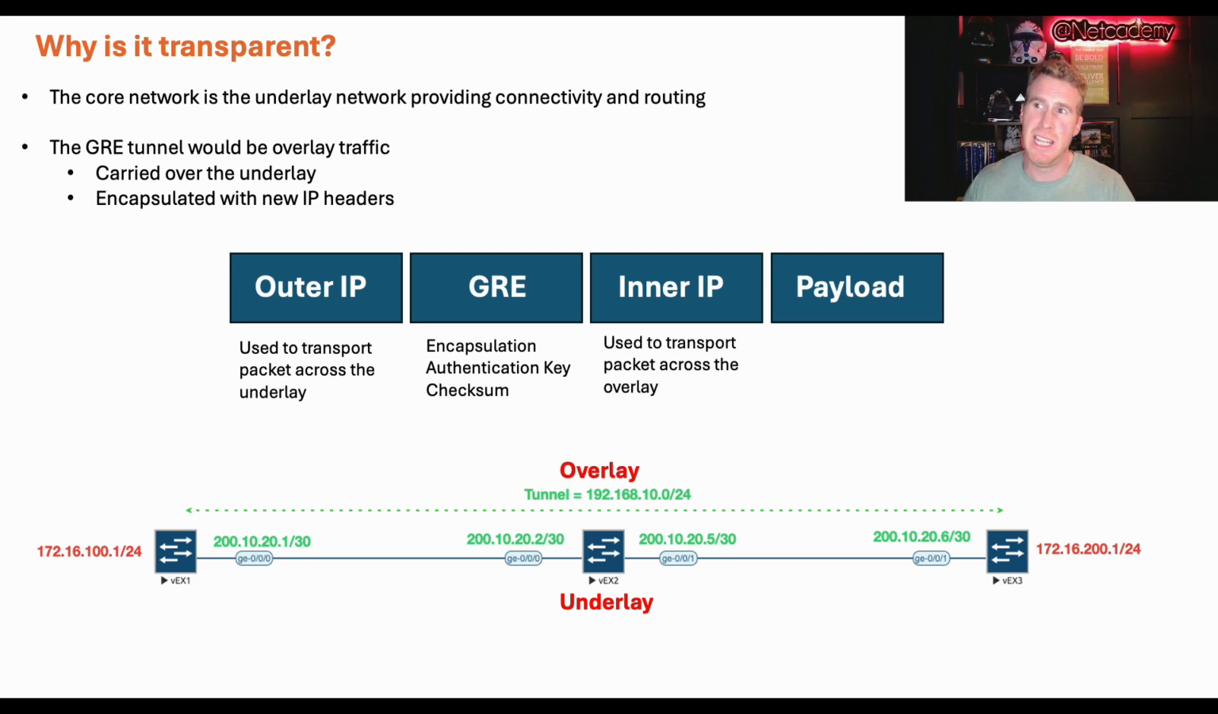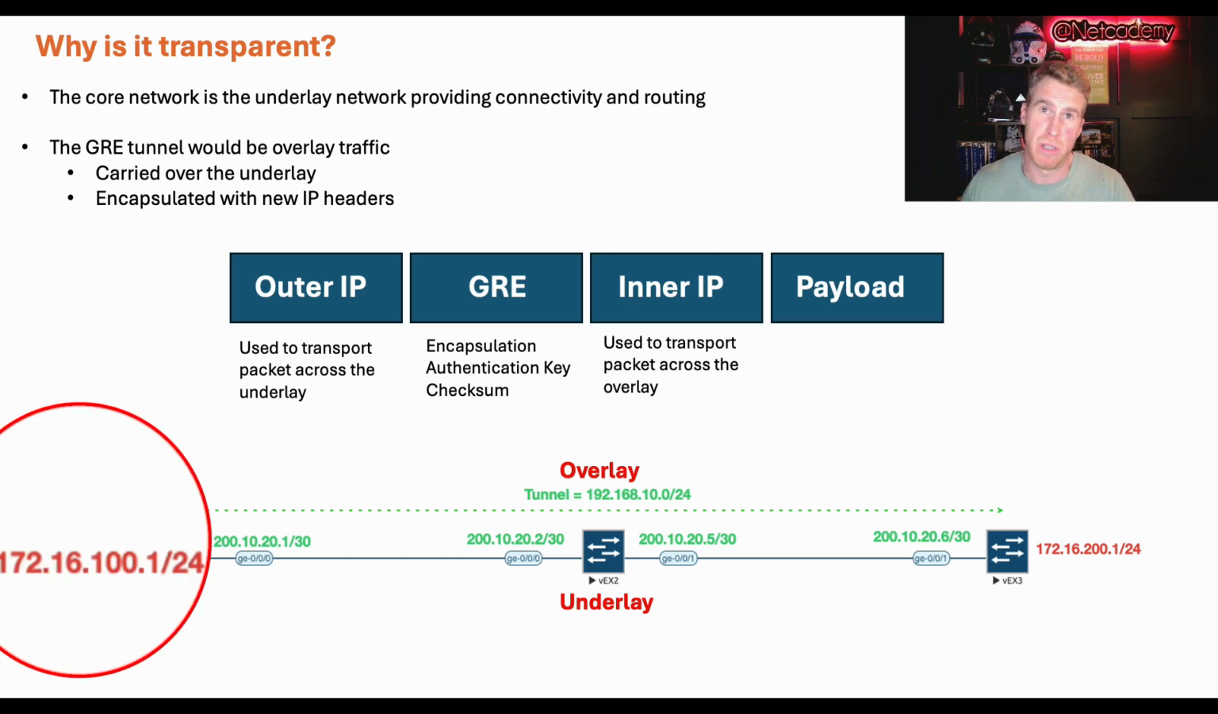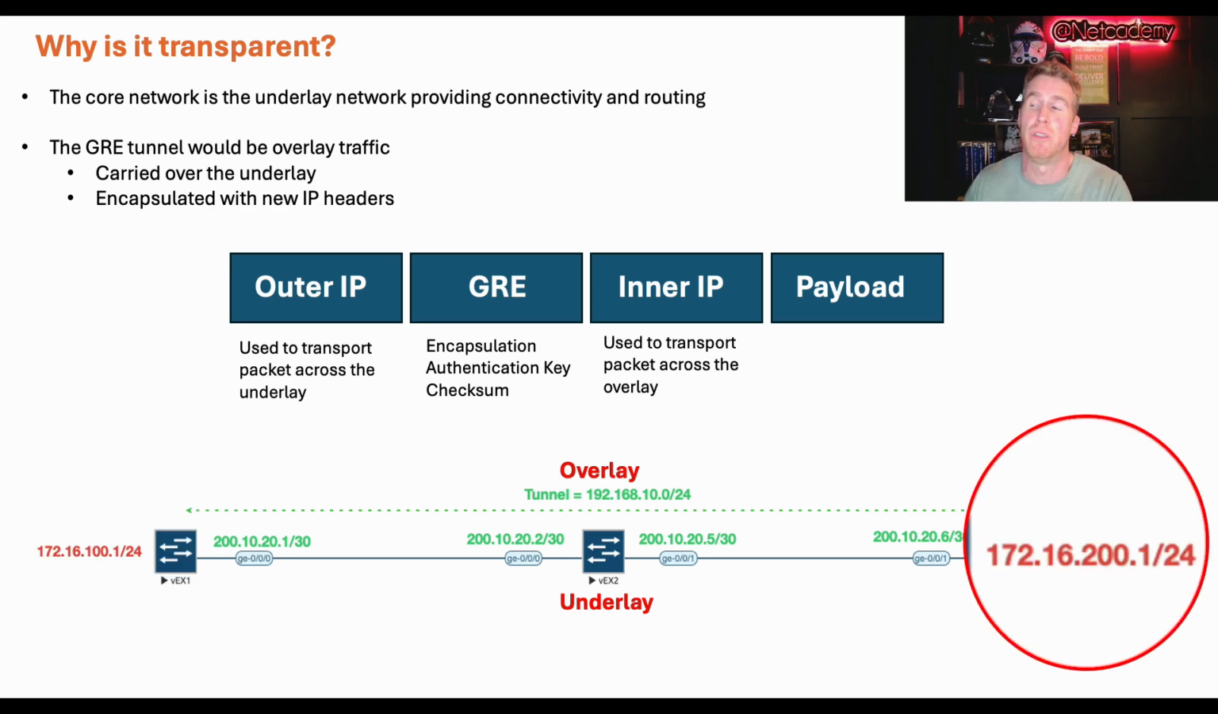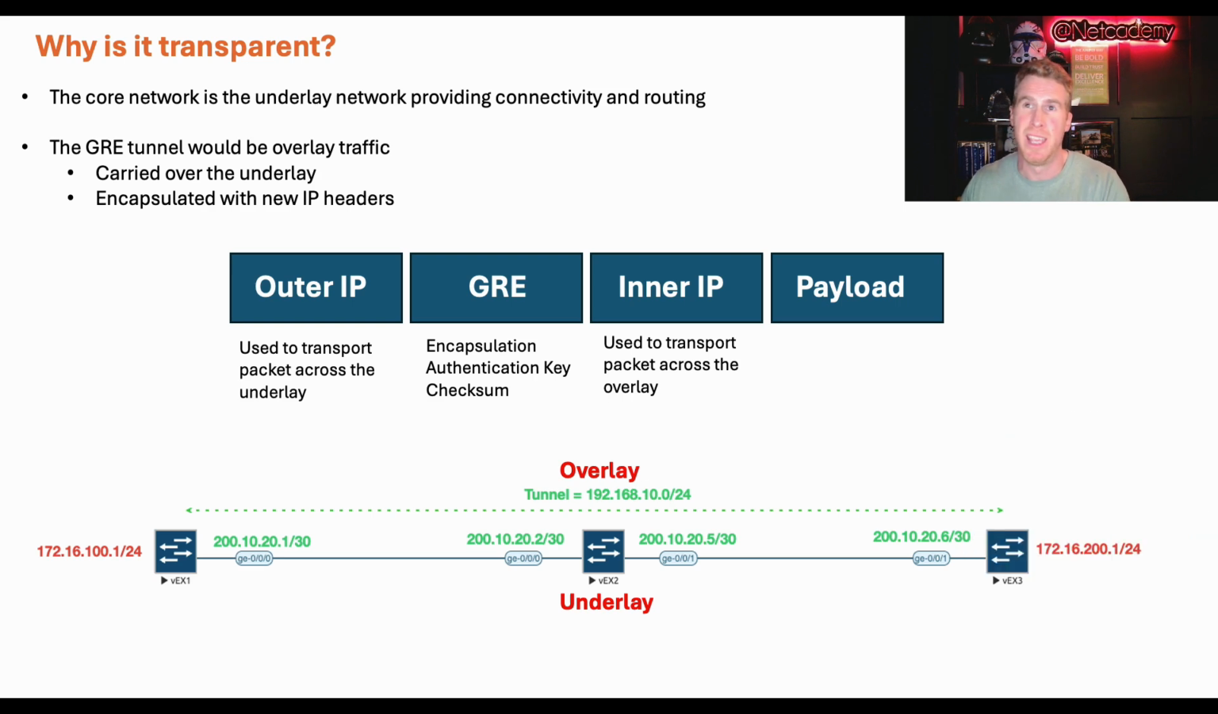And then you've got the inner IP, and that's used as the overlay signaling, the overlay IP addressing. So that would be, I need to get from the LAN interface 172.16.100.1 on VX1, and I need to get to the destination IP of 172.16.200.1 on VX3, from one LAN to another LAN. And it's transparent because all VX2 sees is that outer IP. It only sees that outer GRE. It does not see the inner IP information.